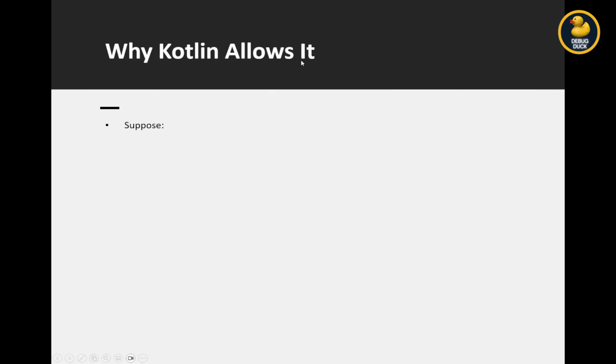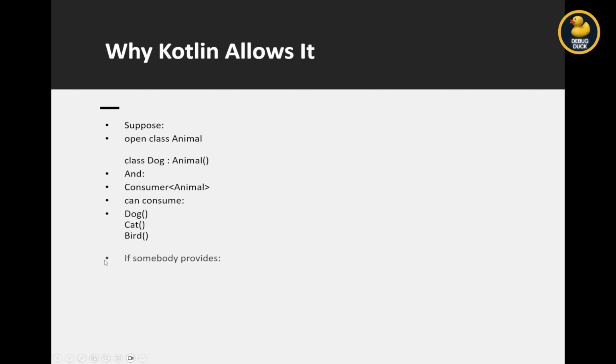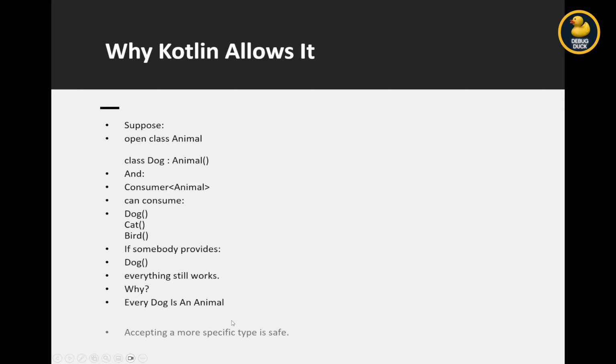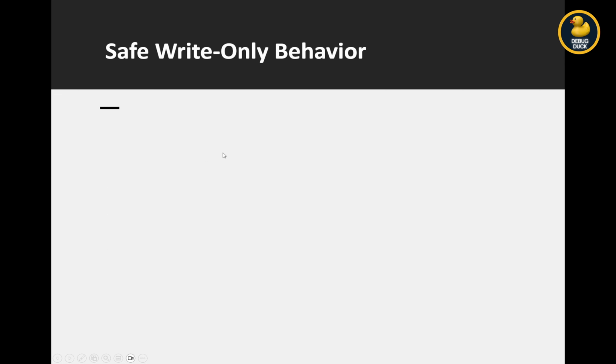Why does Kotlin allow it? Suppose open class Animal, and class Dog extends Animal, and the Consumer<Animal> can consume Dog, Cat, and Bird. If somebody provides a Dog, everything still works. Why? Because every Dog is an Animal. Accepting a more specific type is safe.